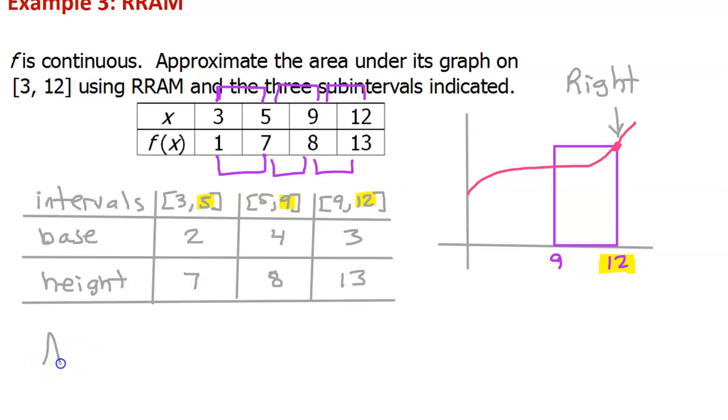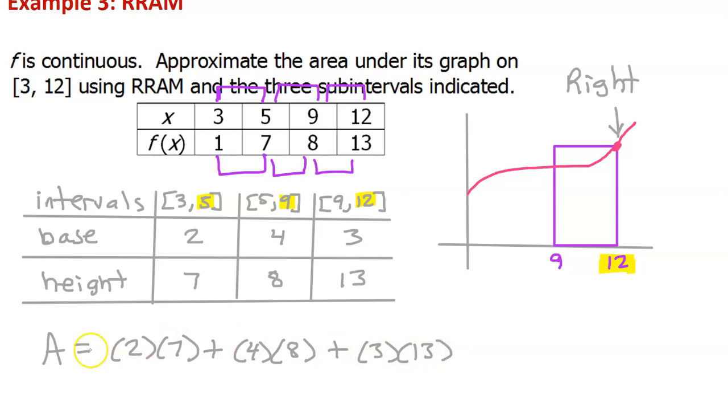So now we can put an expression for the area. It's 3 rectangles, base times height. So we just do 2 times 7 plus 4 times 8 plus 3 times 13. And you just leave your answer just like that.